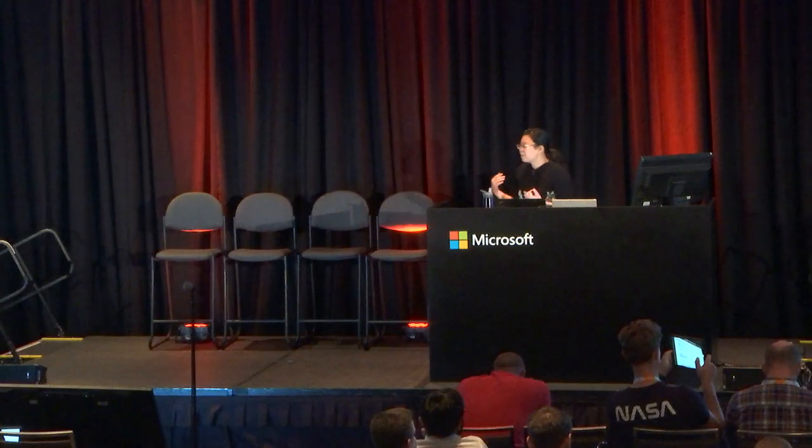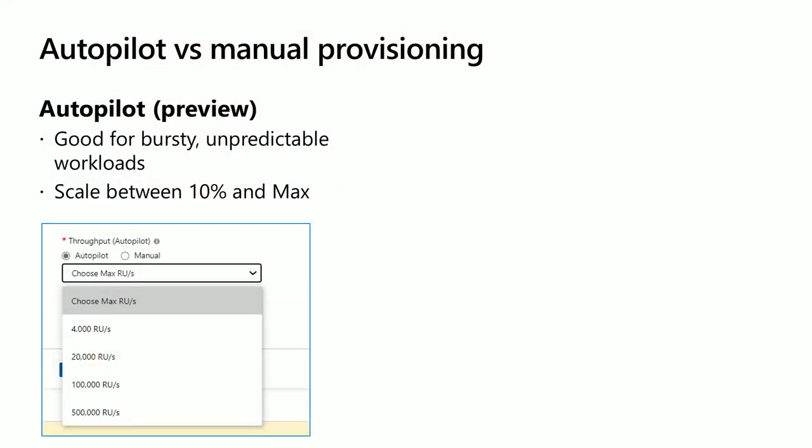Now we need to make one more decision: do we want to do Autopilot or manual provisioning? Autopilot is in preview as of Monday. It's really good if you have bursty, unpredictable workloads. If you're just starting out and you have no idea how many operations per second, how many reads per second, what the queries or sample documents are, and you want to get your feet wet, Autopilot's a great thing. You pick the tier you'll be in and scale between 10% of that and the max. So if you're starting a new workload, start at the lowest tier, and we'll scale you up and down based on the usage.